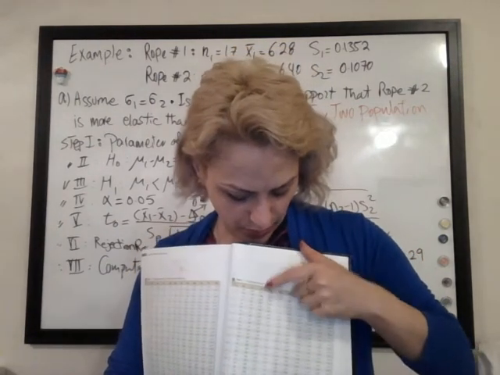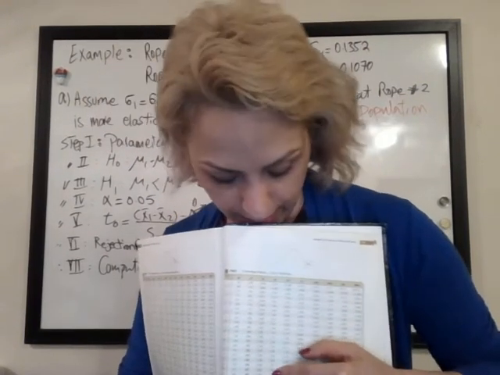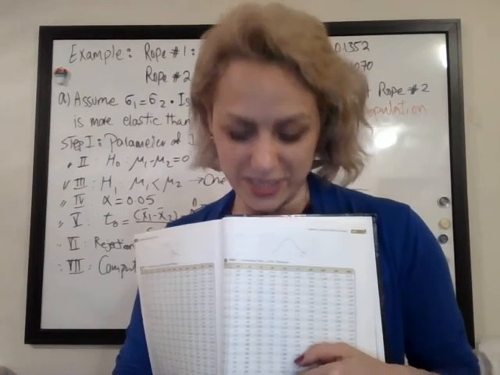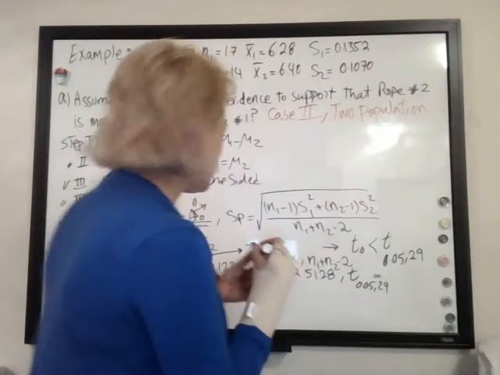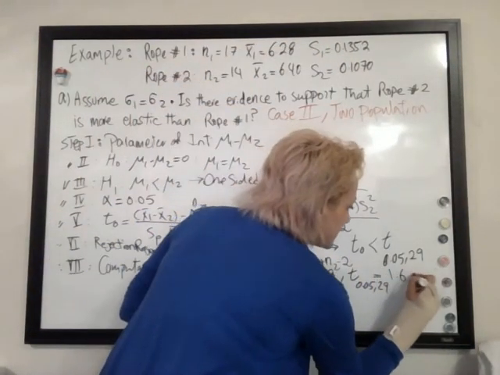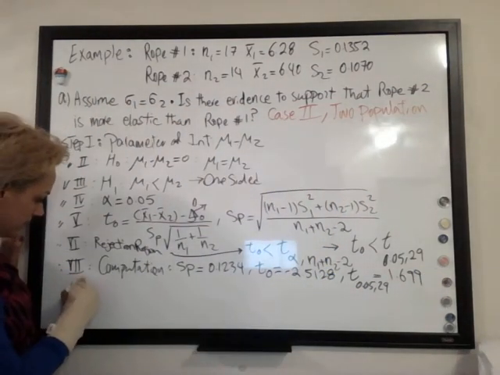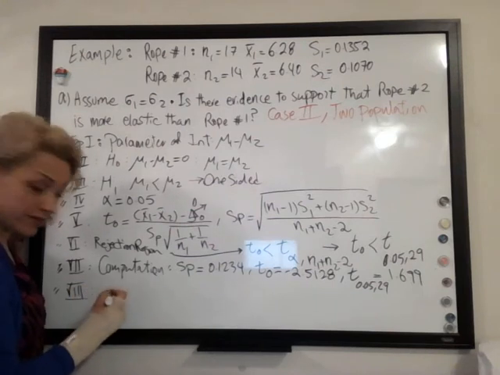For example, this is 0.05, so it's going to be here, right? And then I go down and stop at the 29. So it's going to be 1.699, like here. You can check it with your t table as well. So I will write it down here: 1.699. Step number 8 was the conclusion. We want to make the conclusion.